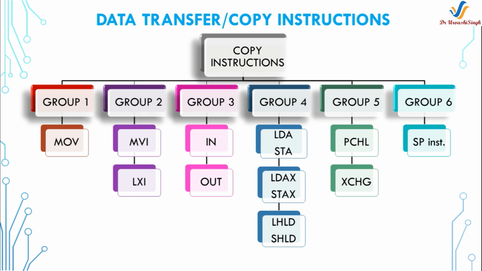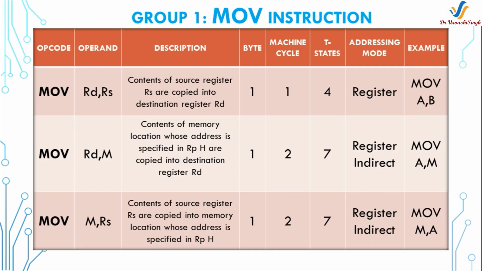Now starting with the move instruction. There are 3 types of move instructions in 8085 microprocessor. In the first category, the operands are the general purpose registers. So the instruction is written as MOV RD, RS. These general purpose registers can be A, B, C, D, E and H, L.